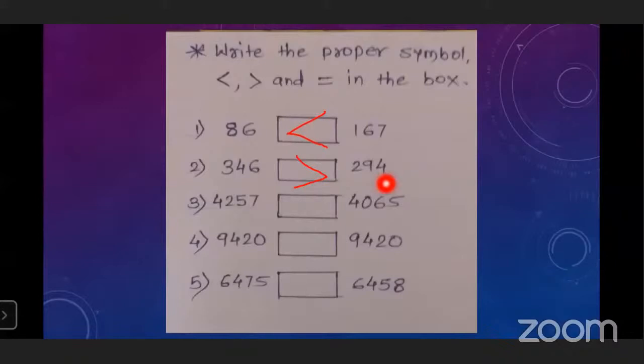Okay, now see the third one, 4257. In this number, 4 digits are here. Okay, on the other side, 4065. Here also you have to use the same technique. Means first of all you have to count the digits. How many digits are here? 4 digits. And the other side also 4 digits.